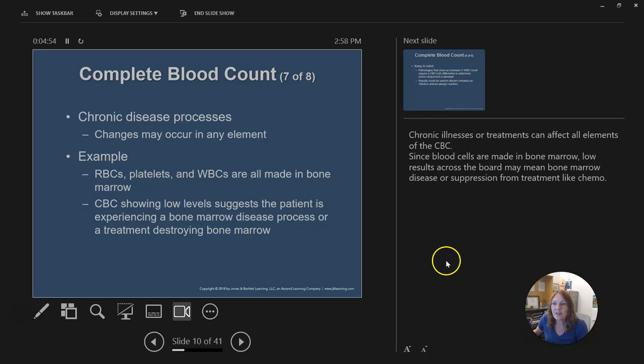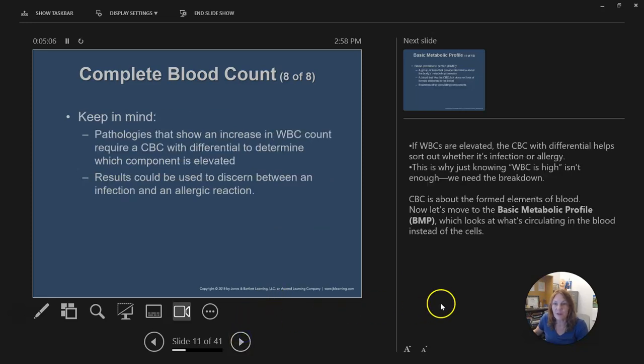Chronic illnesses or treatments can affect all elements of the CBC. Since blood cells are made in our bone marrow, low results across the board may mean bone marrow disease or suppression from treatment like chemo. If our white blood cells are elevated, the CBC with differential helps sort out whether it's infection or allergy. That's why just knowing our white blood cell count is high isn't enough. We have to have that breakdown. So the CBC is about the formed elements of blood.